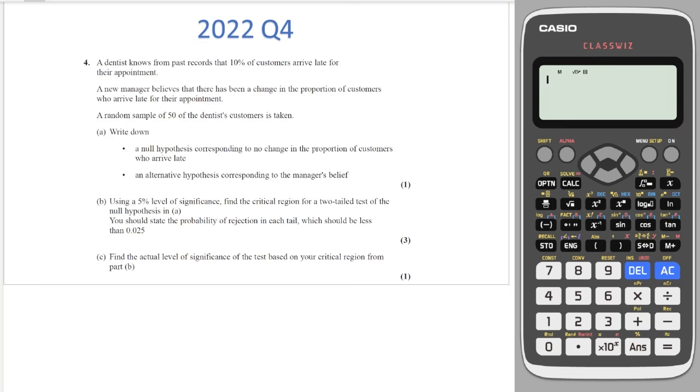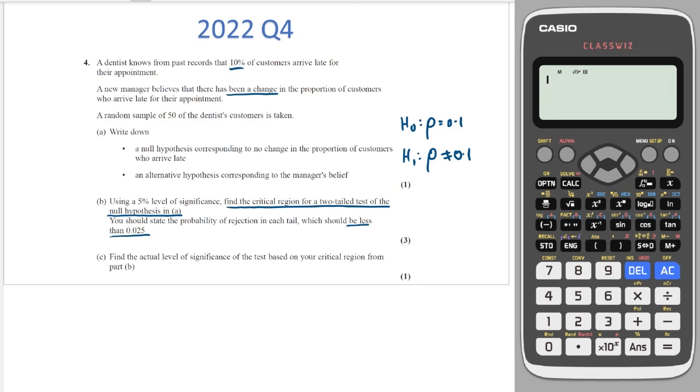Okay, next question, and we have a hypothesis test, and we will start off by writing down the hypotheses. So H0 we have is the probability equal to 10% or 0.1, and H1, because we are told that there has been a change, non-specific, we have to say P does not equal 0.1. Okay, next we're asked to find the critical region of a two-tailed test of the null hypothesis. You should state the probability of rejection in each tail, which should be less than 0.025.